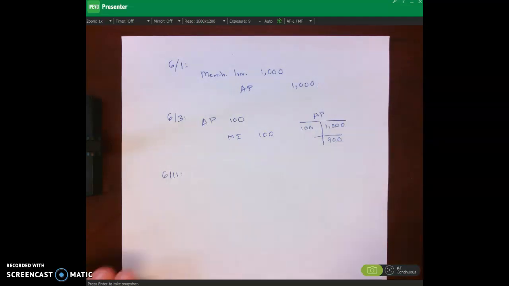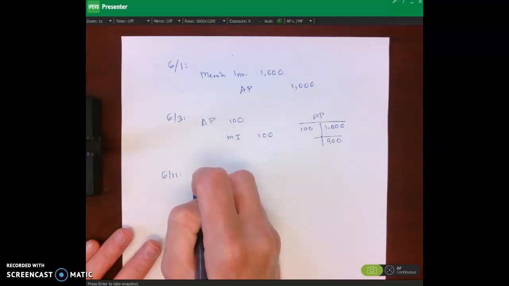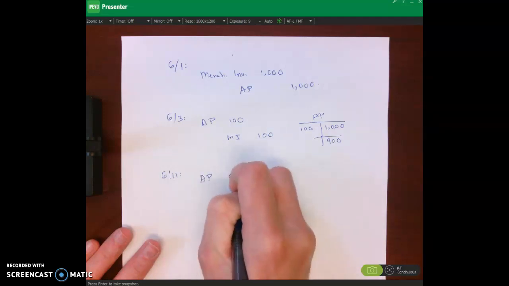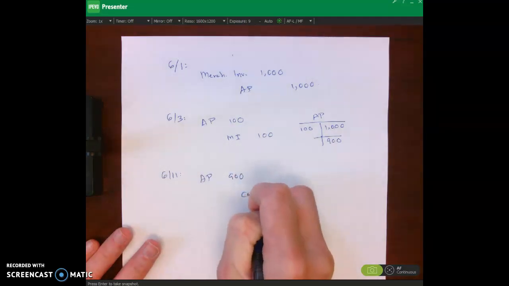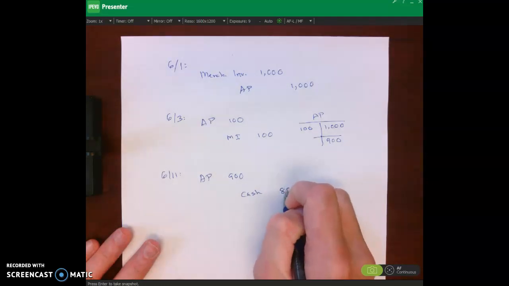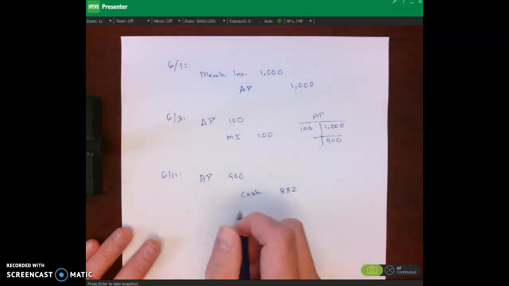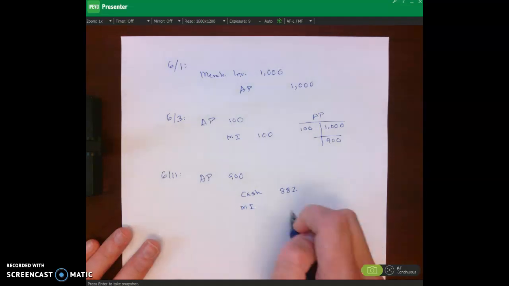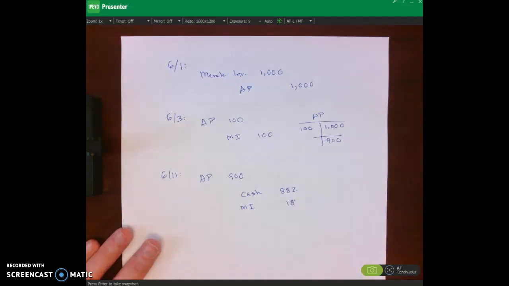Okay. So to pay off our remaining accounts payable and to take that 2% discount, I'm going to debit my accounts payable for $900. I will credit cash for 98% of that $900 outstanding accounts payable, which comes out to $882. And then I will credit merchandise inventory, MI, because I'm being lazy, merchandise inventory for the 2%, which is $18. And that completes my journal entry.